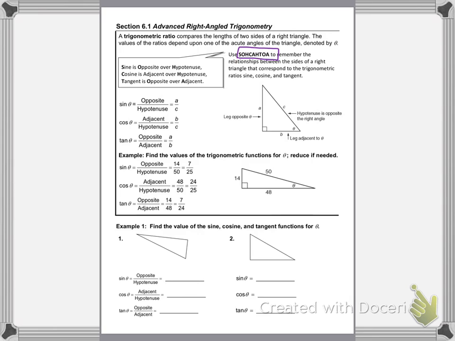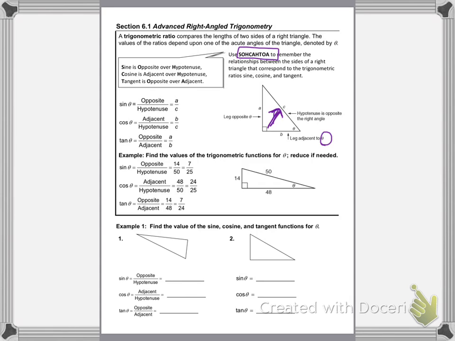So sine is opposite over hypotenuse, cosine is adjacent over hypotenuse, and tangent is opposite over adjacent. Now sometimes students get adjacent and opposite mixed up, so you want to be careful about those. The hypotenuse, of course, is the side that is across from the right angle. And then that leaves the opposite and the adjacent. So we're using theta. Theta is a special Greek letter that's used primarily for angles.